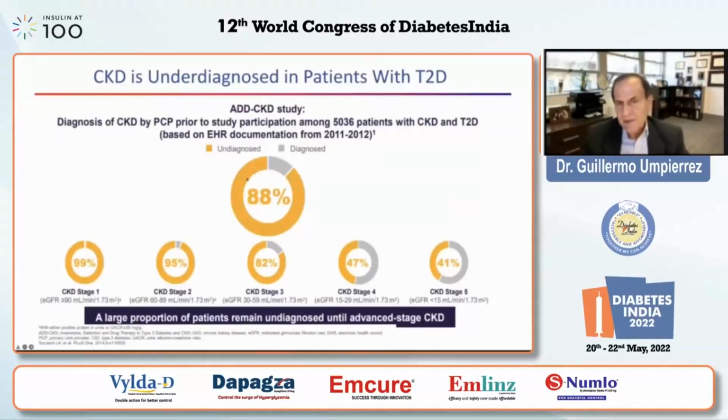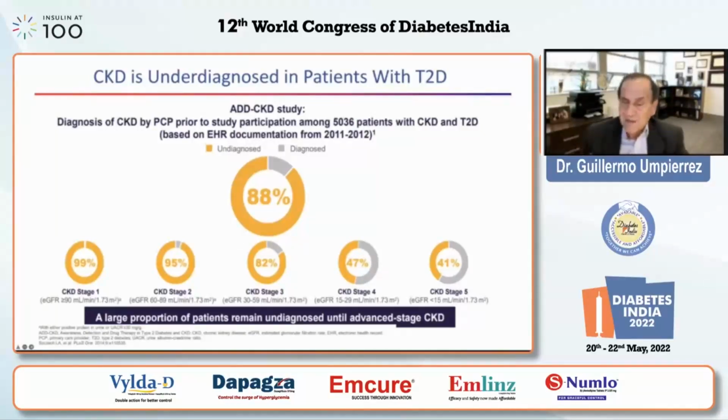And what you have in here is that most people do not know they have CKD. They have diabetes. This is data on 5,000 patients looking at electronic medical records: 99% of those with stage 1, 95% of stage 2, and 82% of even stage 3, so this is GFR less than 45, do not know they have the disease because it's asymptomatic. Even half of the patients with GFR less than 30 don't know they have the disease.